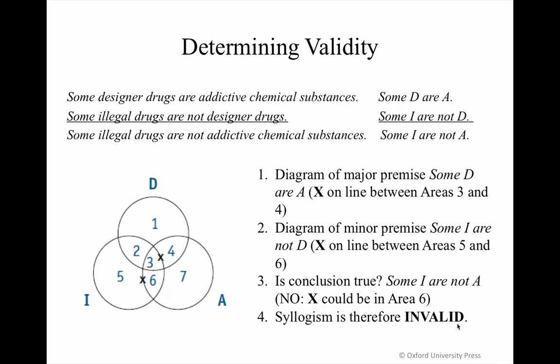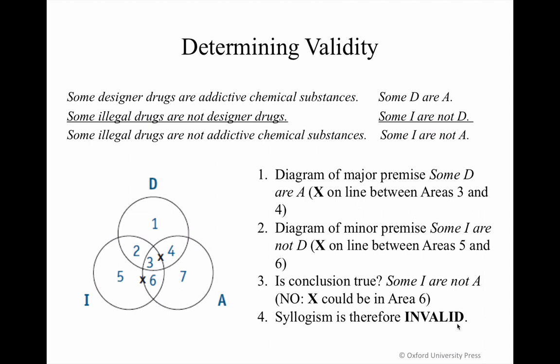All right, let's try out our technique. Take a look at the top italicized argument in its original standard form and then abstracted to show its structure a little more clearly. The premises are: some designer drugs are addictive chemical substances. Some illegal drugs are not designer drugs. So, some illegal drugs are not addictive chemical substances.